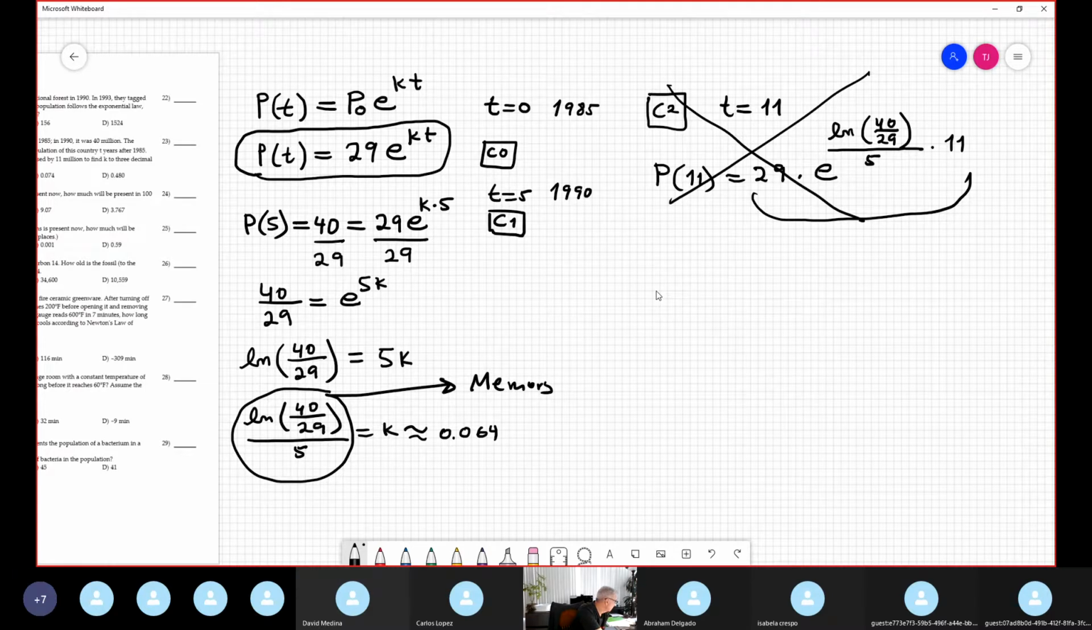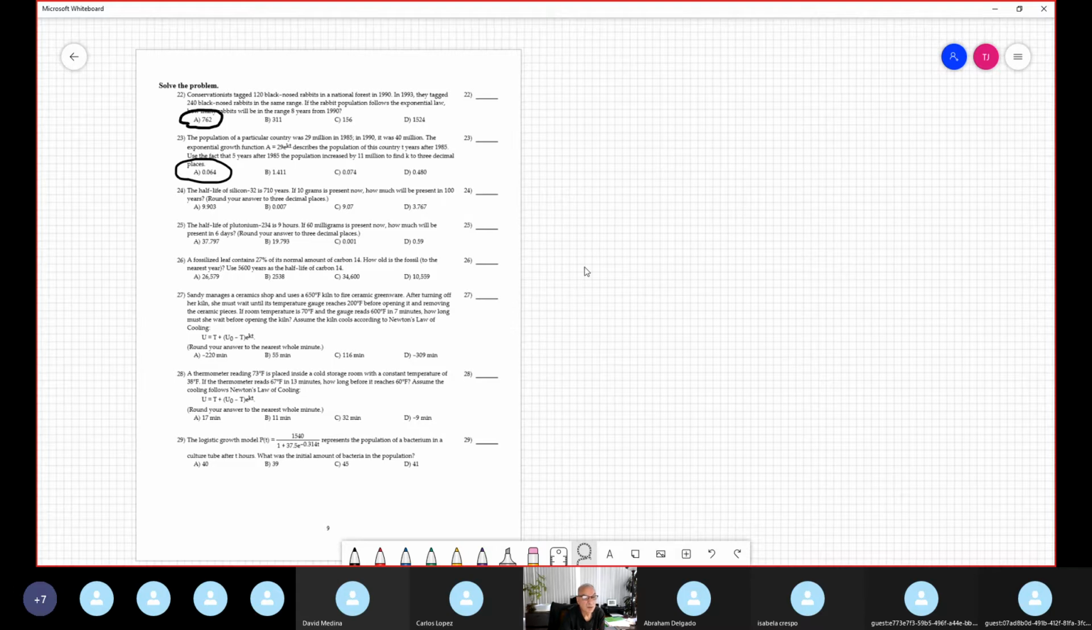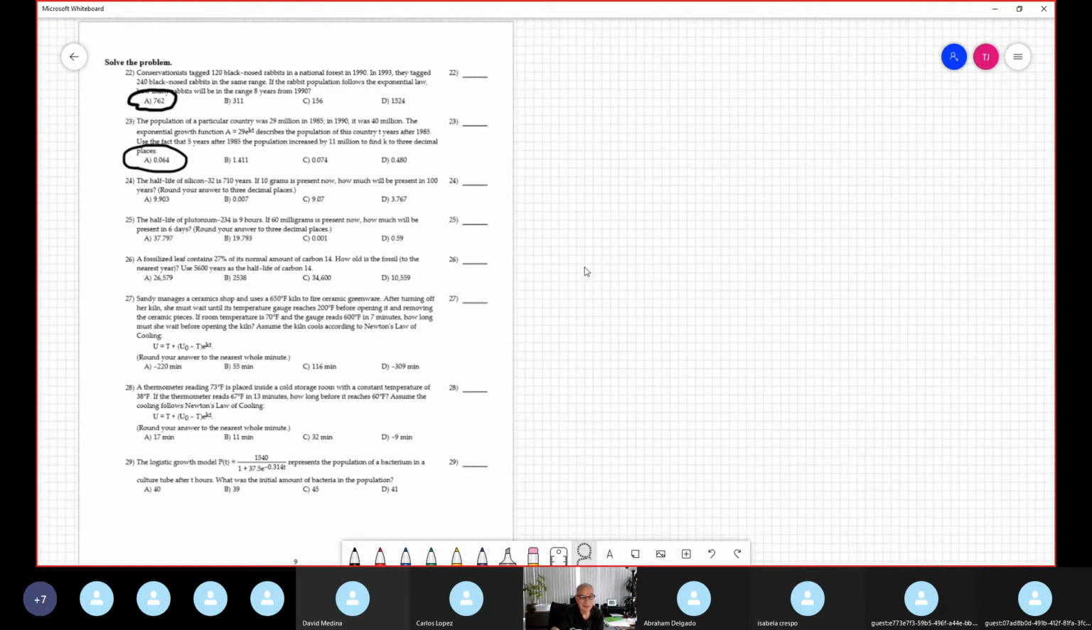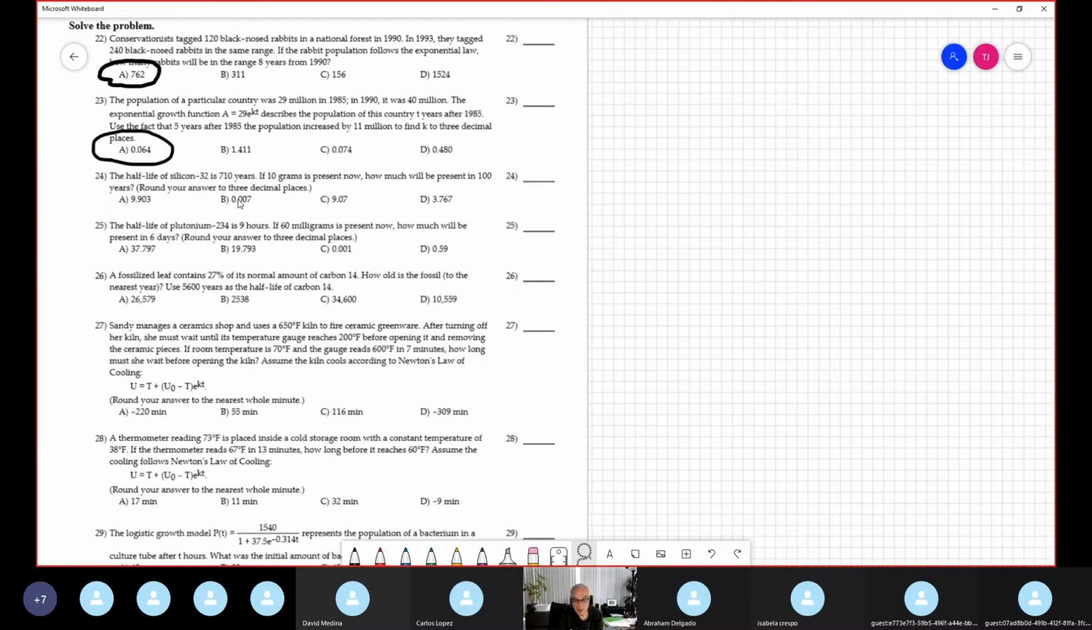Okay, let's move on to the next question. Question 24. This is classical. When you hear half-life, this is the game. So this is exponential, but it's going down, decreasing. Entonces now we have a half-life of silicon. It's a chemical element. Is 7, so half-life is 7.